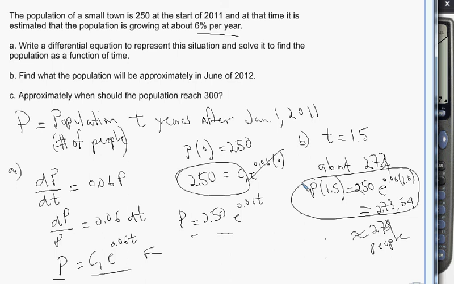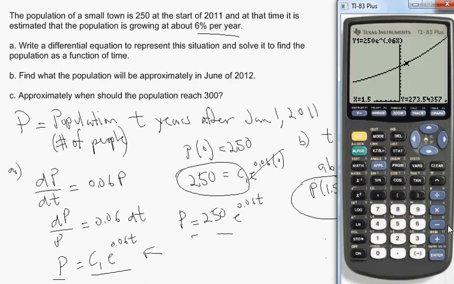Okay, part C. Approximately when should the population reach 300? Well, it's got to be after 1.5 years, because at 1.5 years, it's not quite there yet. We can, of course, trace and get an idea. Maybe it's 3 years. 299, that's pretty close. It ought to be close to 3 years.